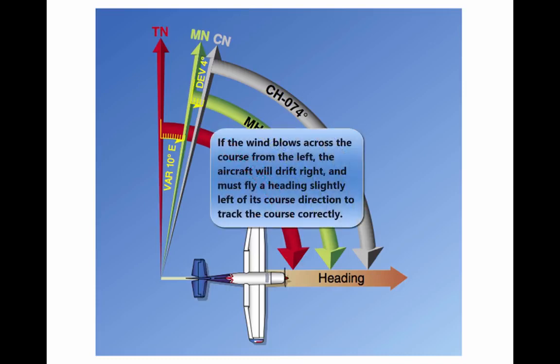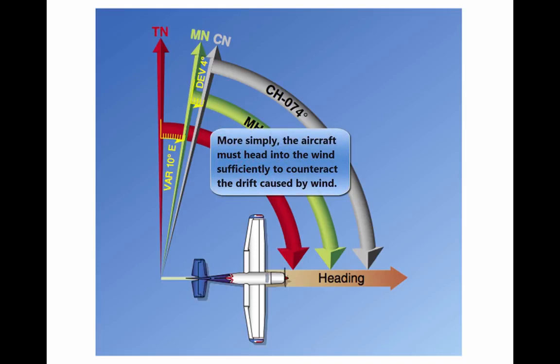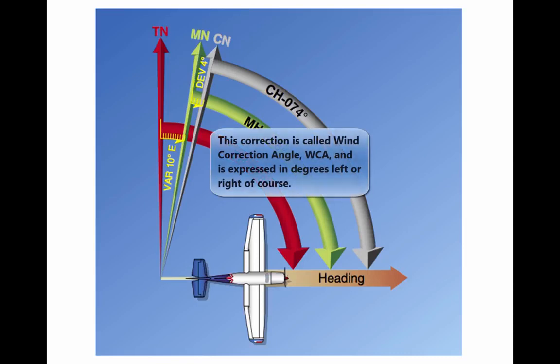If the mass of air is moving across the course from the left, the aircraft drifts to the right, and a correction must be made by heading the aircraft sufficiently to the left to offset this drift. To state it another way, if the wind is from the left, the correction is made by pointing the aircraft to the left a certain number of degrees, therefore correcting for wind drift. This is the wind correction angle and is expressed in terms of degrees right or left of the true course.